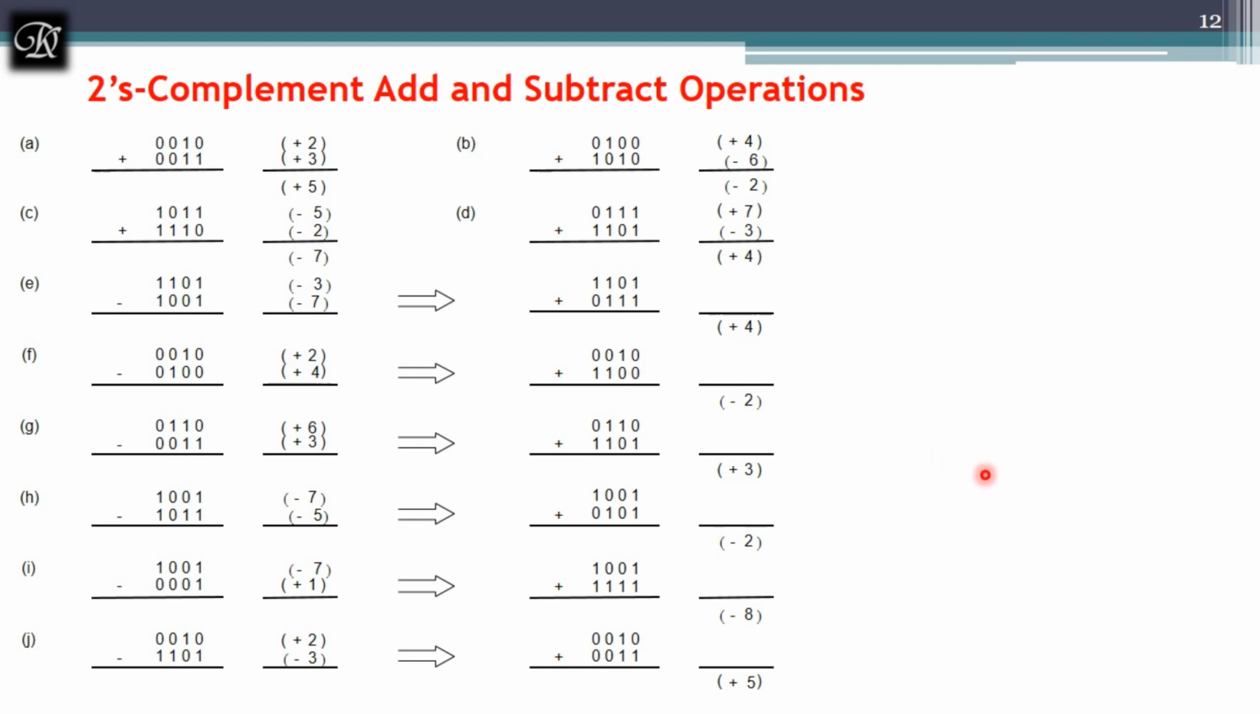And similarly we are going to perform the 2's complement addition and subtraction operation on these given values. So here are the simple values they have given. First we have to add 2 and 3. The answer is 5. So how to get it: 0 and 1 is 1. 1 and 1 is 0, and the carry is 1 because it is added with 0 over here, and it results in 0. Here one extra bit is given for the sign bit, because they have mentioned the sign of each number.